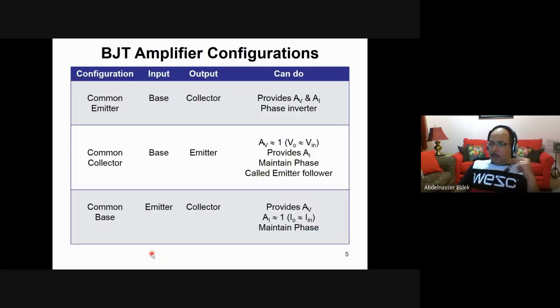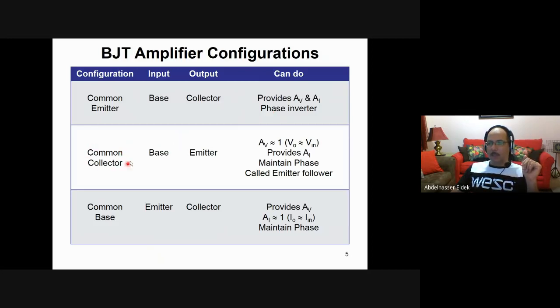Okay. There are different configurations for the transistor amplifier, like for example, common emitter, common collector, and common base. For a common emitter, the input is at the base, the output is at the collector, and this one can give you amplification in voltage and in current. So it has AV and AI. AV is a big number, and AI also is a big number, but it will give you a phase inversion. This means that you have a negative sign at the output. This is similar to the inverting amplifier, for example.